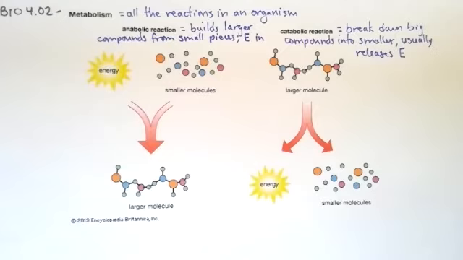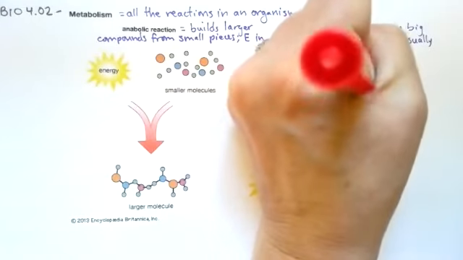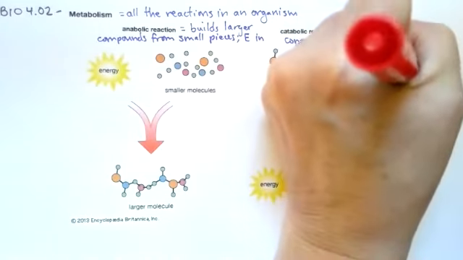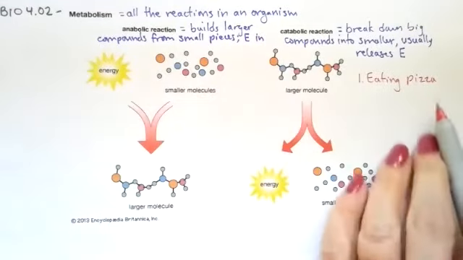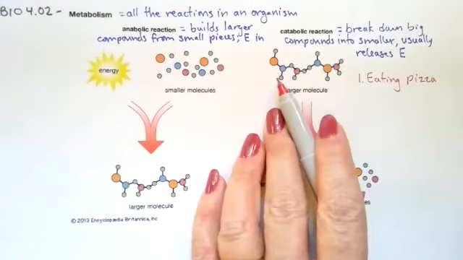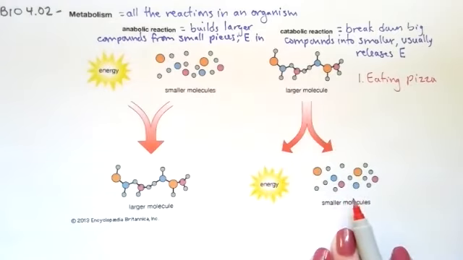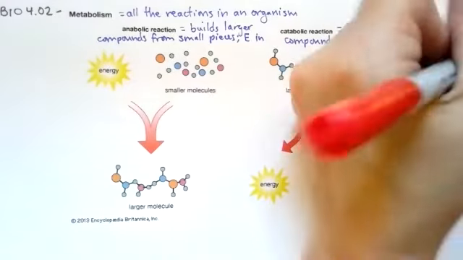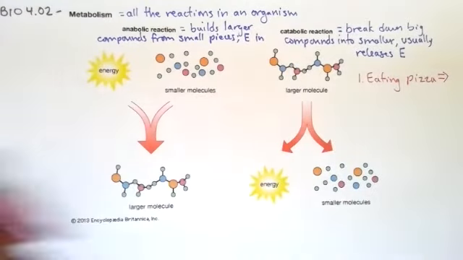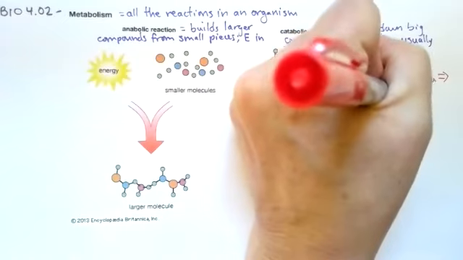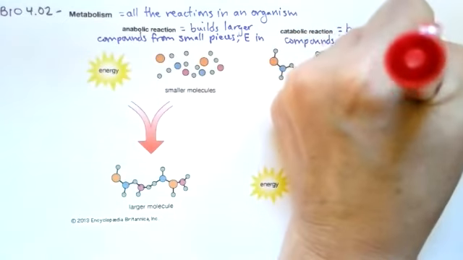So let's look at a couple of different examples. Let's do example 1, and I'll do that in red. When you digest your food, if you take a piece of pizza, is that catabolic or anabolic? Did you say catabolic? That's going to be catabolic. We're going to take all of those big molecules in our pizza and break them down into smaller molecules, the monomers like glucose and amino acids.